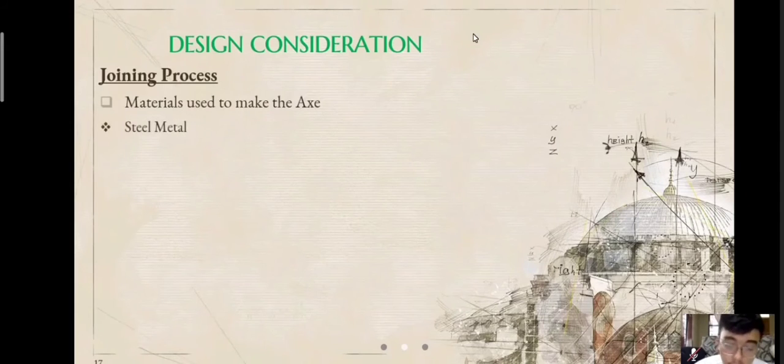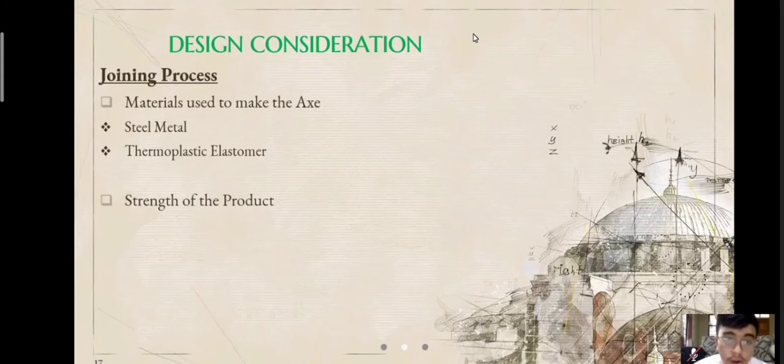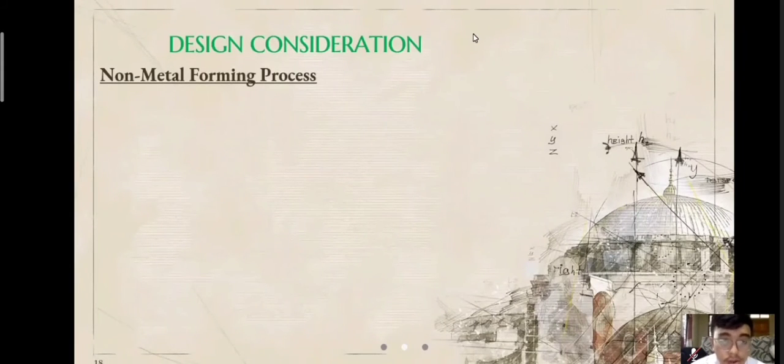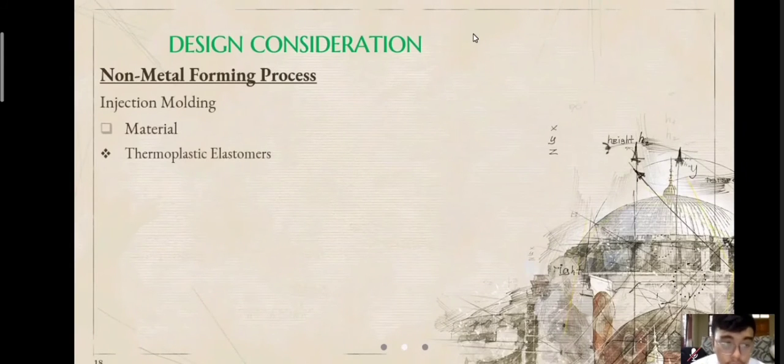And for the design consideration of the casting process, we consider the material used to make the product, which is steel metal and thermoplastic elastomer. Next, the strength of the product. We want the product to be strong and durable. After that, this is the design of the product, the edge of every angle of the stonebreaker. For the non-metal forming process, the design considerations are the material, since we use the thermoplastic elastomer, we use injection molding for this, and the design, which is a hollow cylindrical design, and the flexibility of the material.